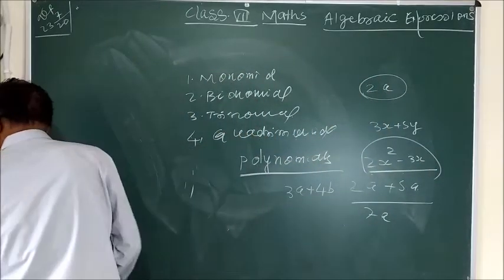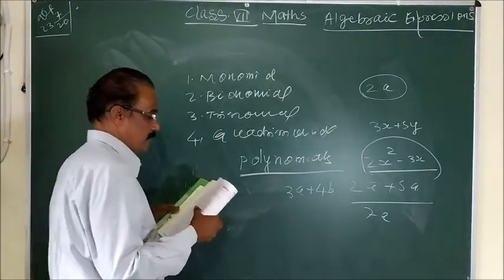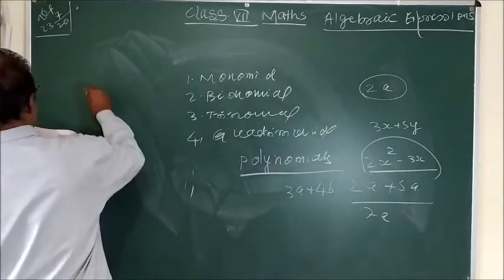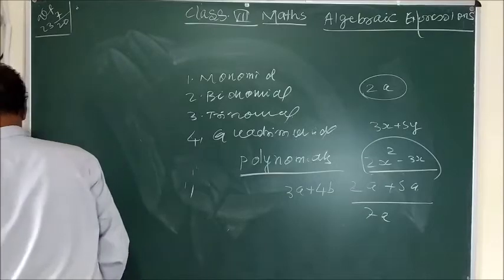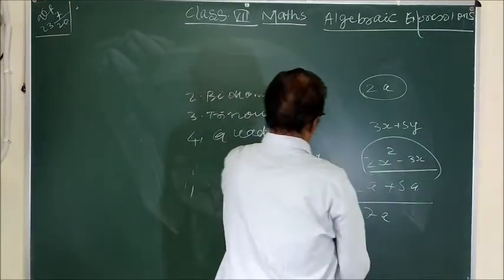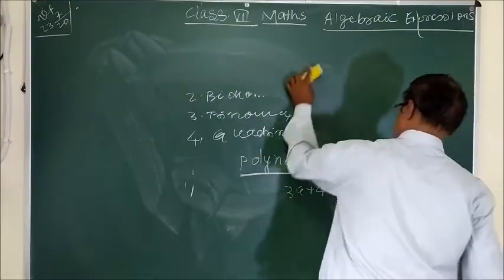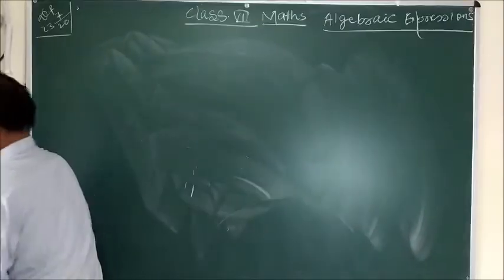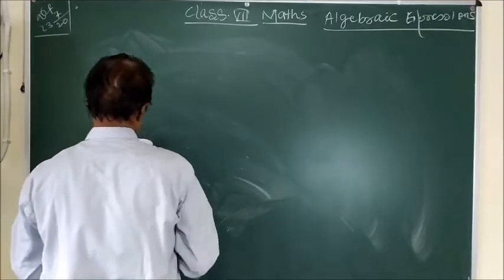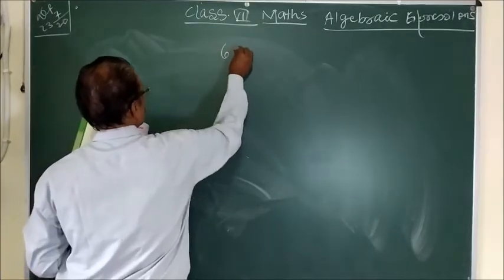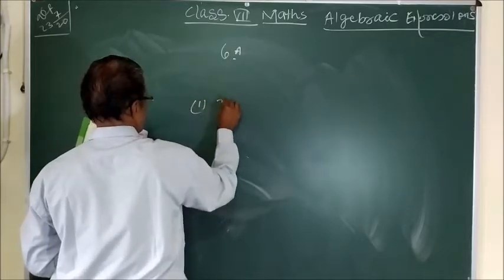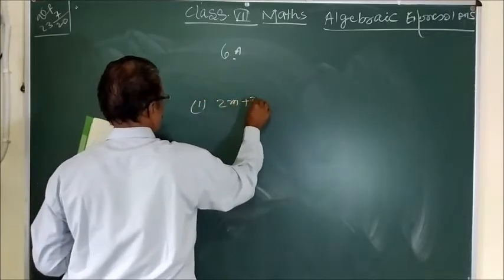So in question 1, you will identify what is monomial, binomial, so 2n, you see. So these terms you should understand, and then you will come to the exercise. The exercise you see, exercise 6a, identify monomial, binomial, trinomial: 2m plus 3n.